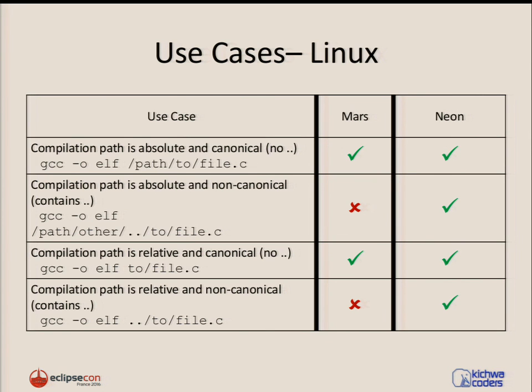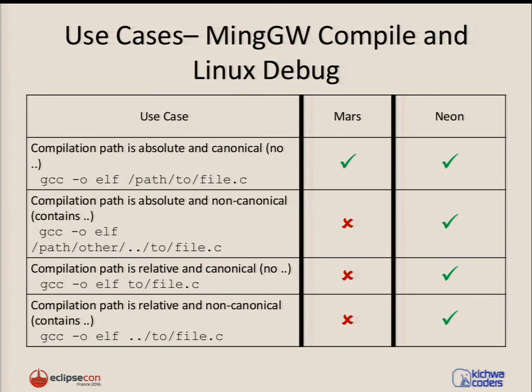So the X, that's in Mars. The X is where something didn't work before a source lookup. Green check marks mean they work now. Linux wasn't too bad, only half the stuff didn't work.